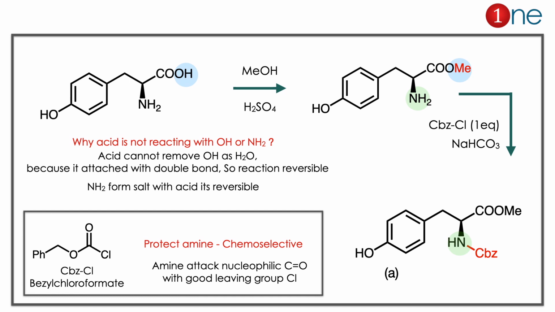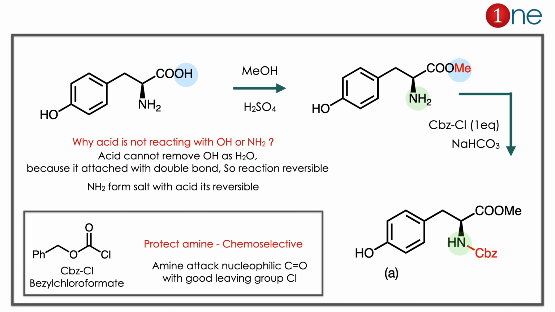In the starting material you have acid and amine. You are using methanol there. Methanol forms the ester with the acid. The acid cannot react with the amine, because it forms a salt with the amine, which is reversible. Again, the acid cannot react with the aromatic OH, because it cannot be removed as water. Because that OH is attached to a double bonded carbon, removing it is not easy. So the only possibility is the COOH, that's why the esterification.